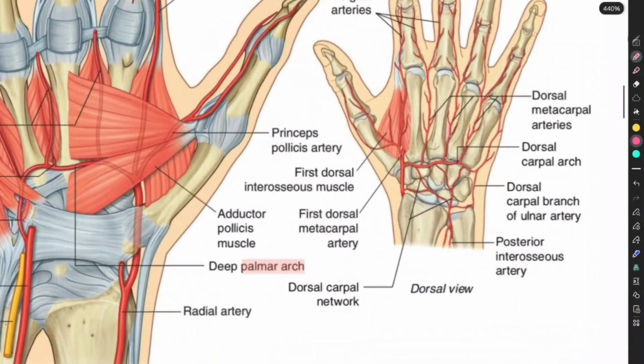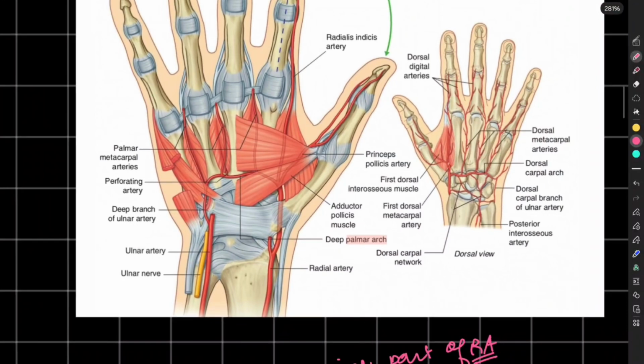Now, relations: you can see through this diagram that it lies deep to the abductor pollicis muscle and then the flexor tendons. We have all these flexor tendons and the lumbricals. It lies deep to the flexor tendons, abductor pollicis muscle, and the lumbricals.